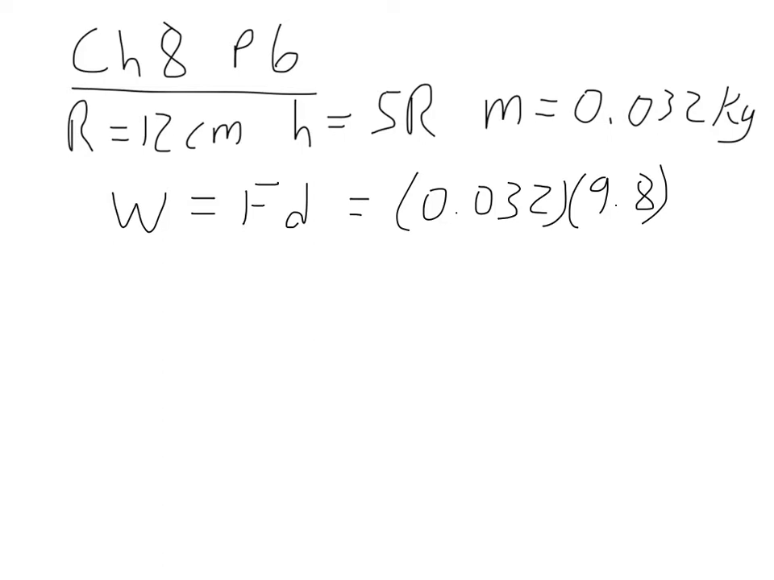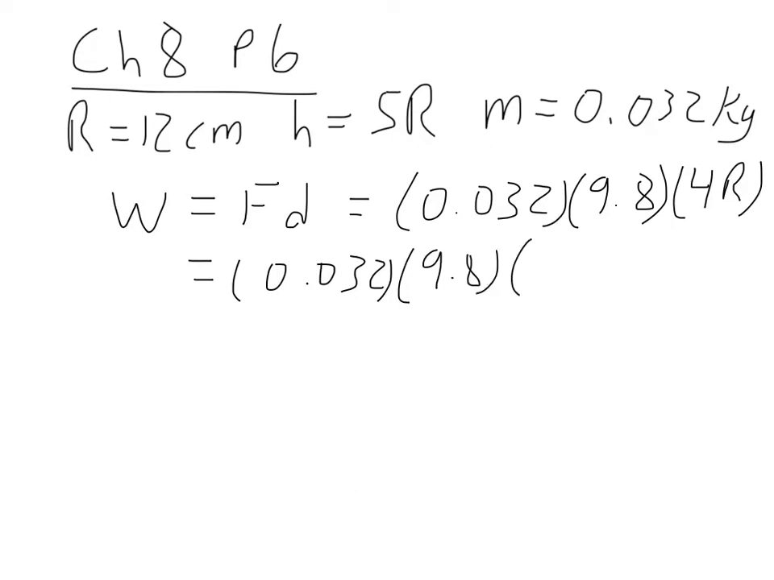So that means that the overall displacement, or distance traveled, was 4r, or just 4 multiplied by 12 centimeters. So that's going to be equal to 0.032 times 9.8 times, make sure to watch the centimeters, 0.48. And we get the work done by gravity is equal to 0.1505 joules.